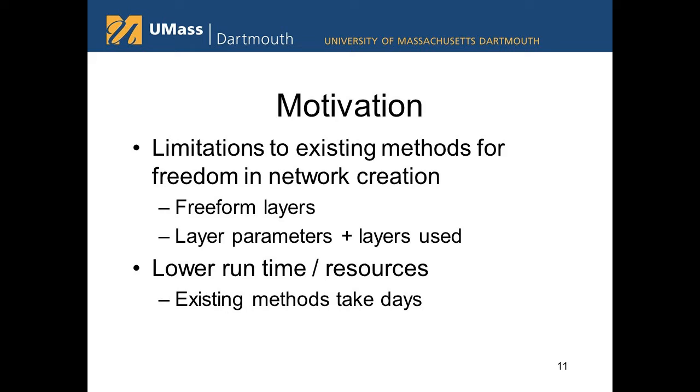Some motivations for this GACNN are the limitations to existing methods for freedom in the network creation, specifically freeform layers. So this would be layers anywhere in the network, whichever kind of layers, and layer parameters, as well as the layers used. So this is creation of the network, and there can be layers anywhere and any layers used. Also, lower runtime and less resources. Existing methods can take days to run.